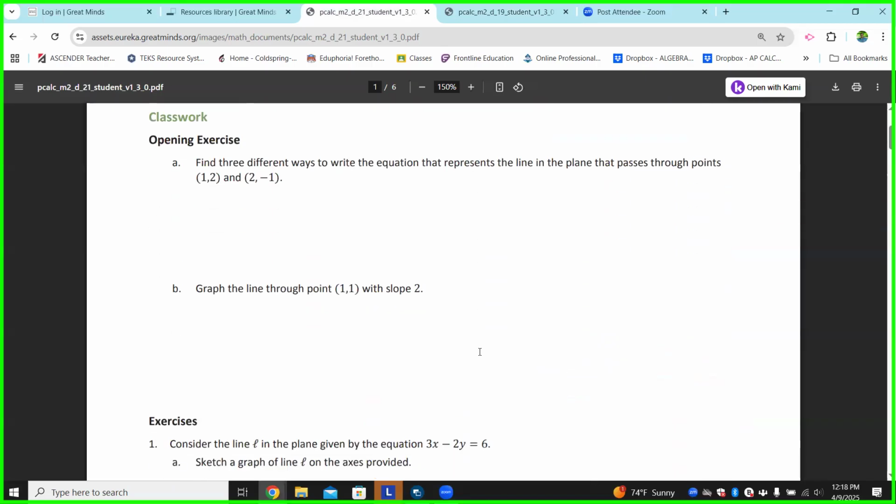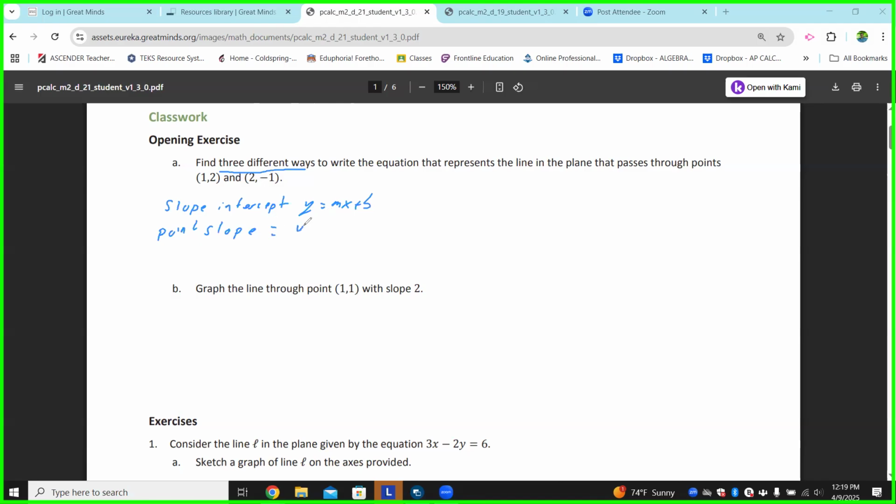All right, so in this opening exercise, it says find 3 different ways to write the equation that represents the line in the plane that passes through these 2 points. If you need 3 different ways, there are. You have what they call the slope intercept, which y'all know as what? They have what they call the point slope. You want to know that one? That's standard form. That'll be the next one.